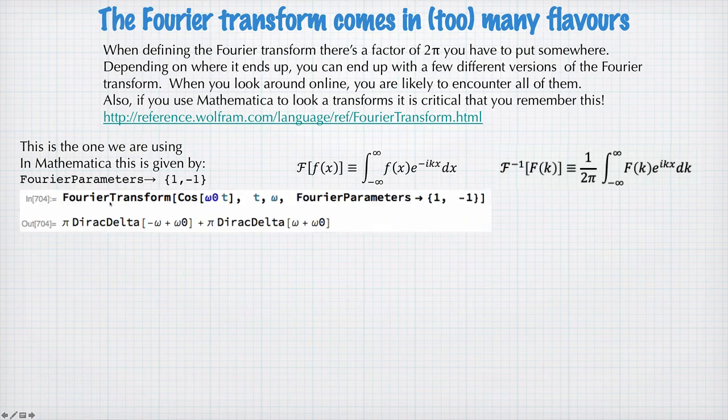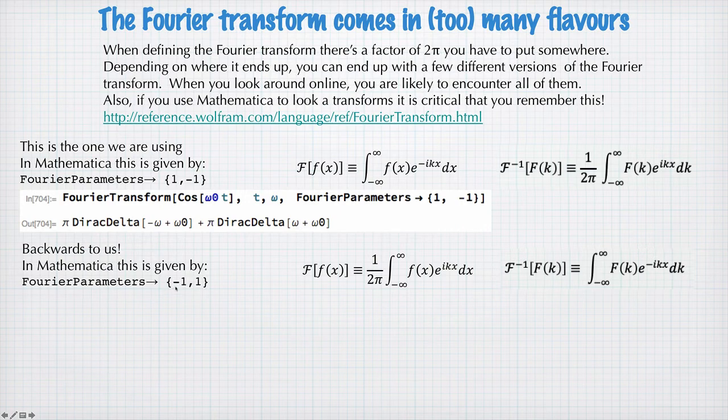So for example, if I take the Fourier transform of the cosine of omega naught times t, I would do it like this. The command is FourierTransform. This is the real space variable. This is the frequency variable. And I give it this command, FourierParameters -> {1, -1}. And that gives me the correct Fourier transform. And the answer is pi times the Dirac delta function at plus omega naught and minus omega naught.